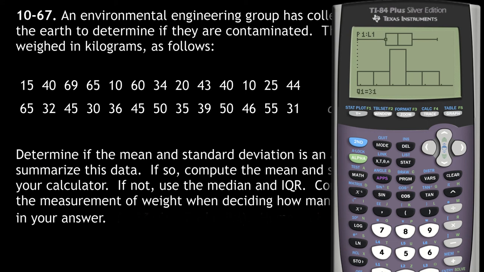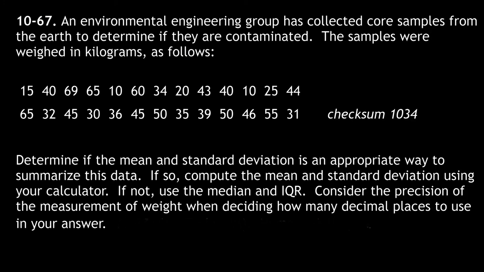Well, because this is symmetrical and because no outliers were flagged on my modified box plot, I'm going to use the mean and the standard deviation. So let's go ahead and do that. So we are going to go with calculating the standard deviation and calculating the mean. Well, the mean's pretty straightforward, right? We could just get that hitting stats and one variable statistics.